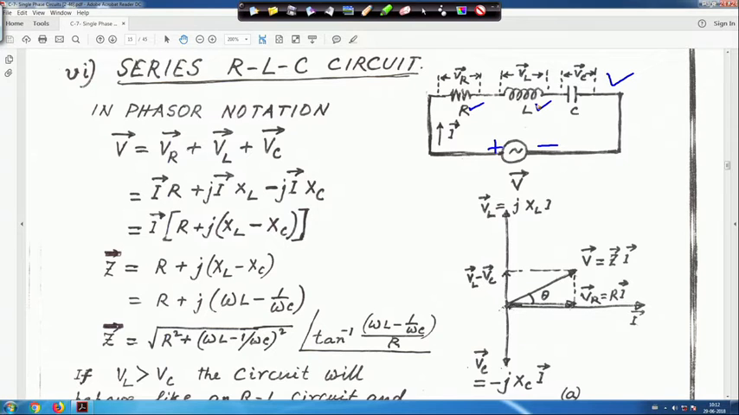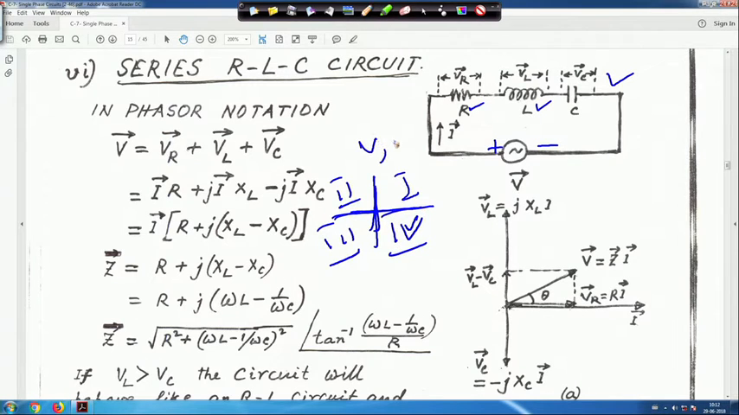One thing I will tell you about voltage and current: in an AC circuit, a phasor is a rotating vector. This is the first quadrant, this is the second, this is the third, and this is the fourth quadrant. So the angle of the voltage and current can be anywhere, because a phasor is a rotating vector.